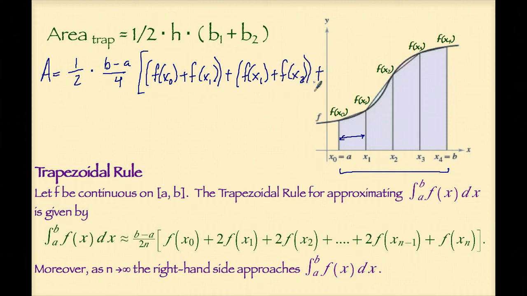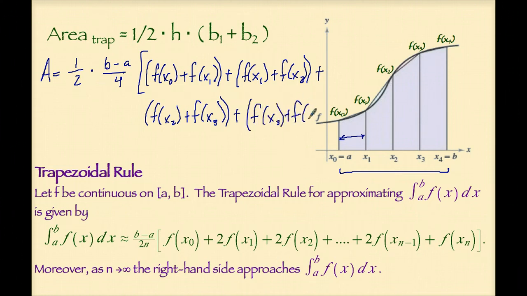For the third trapezoid, we're going to have the function height at x sub 2 and the function height at x sub 3. That's going to be f of x sub 2 plus f of x sub 3. And then for the fourth trapezoid, we'll have the function height at x sub 3 and the function height at x sub 4, which will be f of x sub 3 plus f of x sub 4.